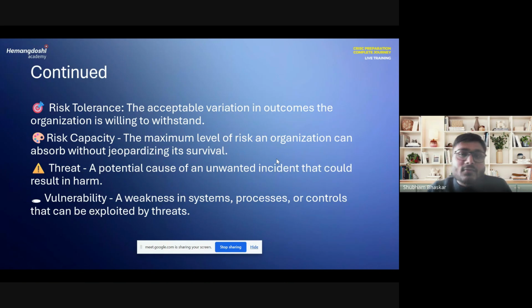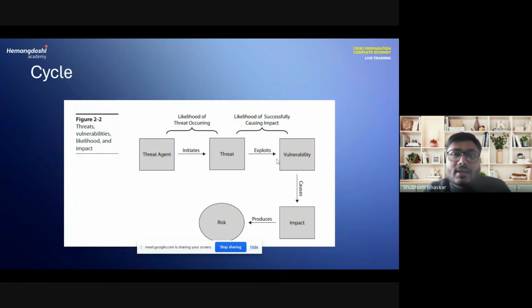Vulnerability, as you know, is a weakness in the system, right? And there's a whole cycle that I wanted to explain. What happens? A threat agent, let's say a thief, initiates a threat. The threat is that he might steal something from your house. That exploits a vulnerability. What's the vulnerability? Well, your house is not locked. The front door or the back door key lock is broken. If the thief successfully exploits that vulnerability of you not having a proper lock in your backyard, it will cause an impact.